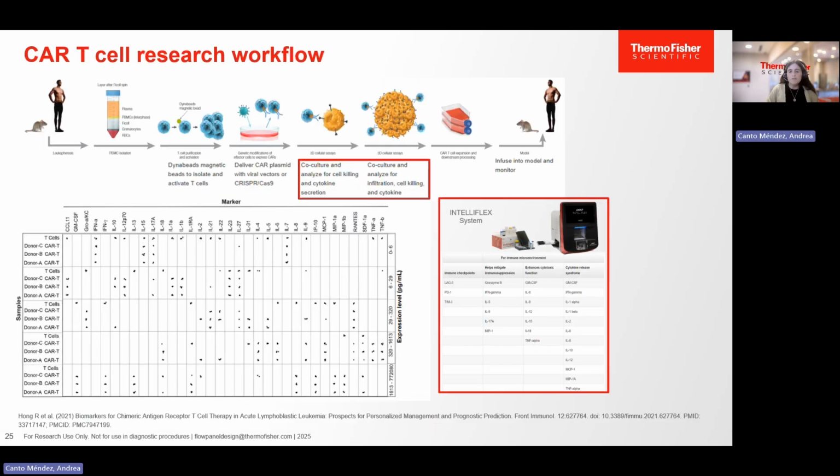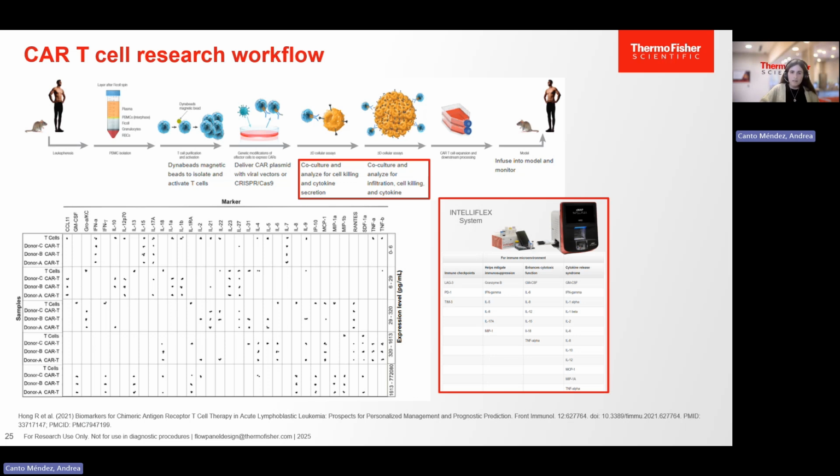This type of multiplex immunoassay is also very important in the CAR T-cell research workflow, coming back to our CAR T-cell topic. As you can see in this diagram, there is a very important part in the workflow when we are generating CAR T-cells, which is to address the function of these cells and analyze how they behave when we co-culture them with tumor cells. Do they kill the tumor cells effectively, and what cytokine profile are they secreting? This is something we can achieve with this type of multiplex immunoassay.